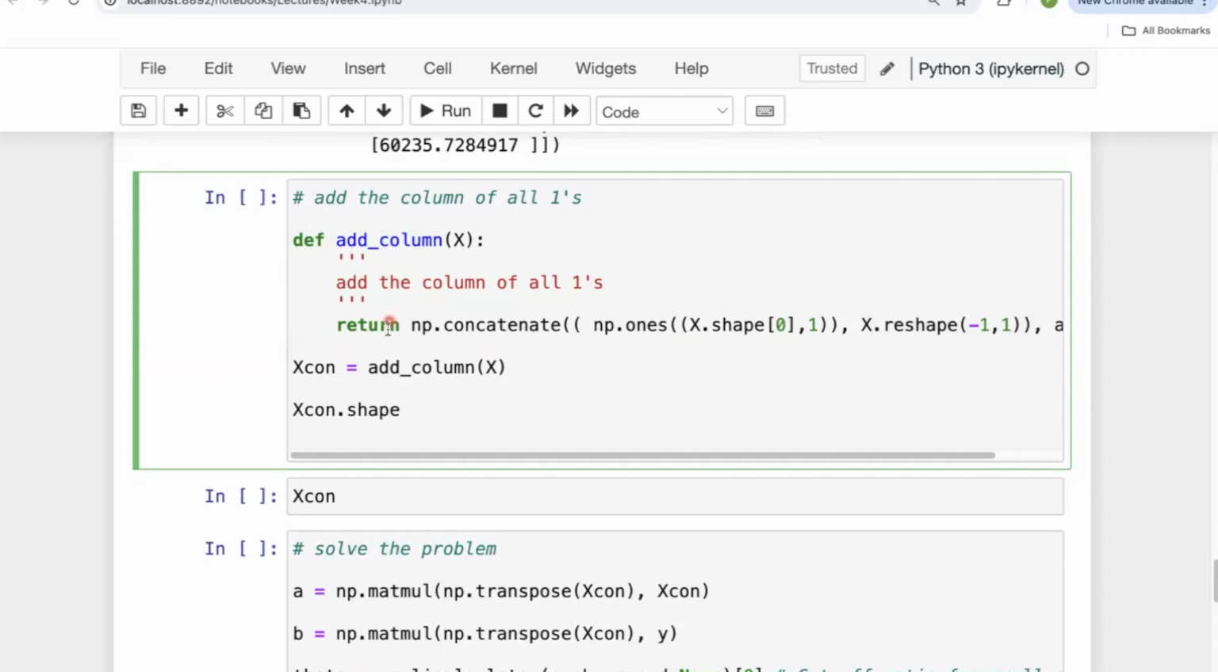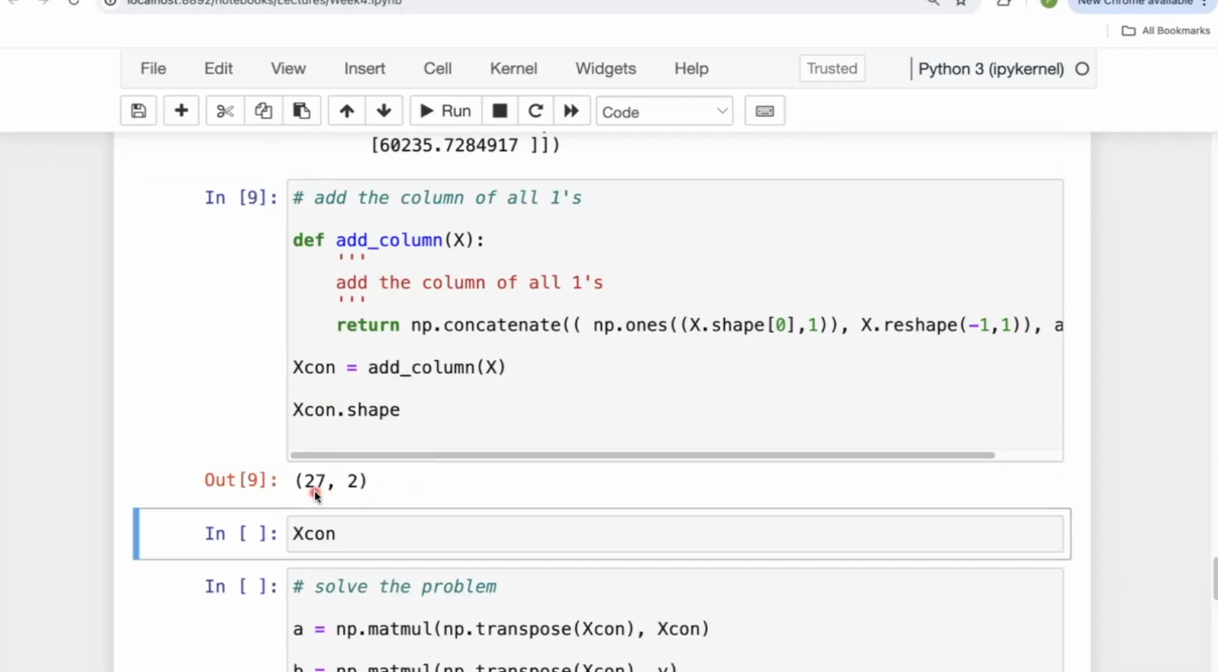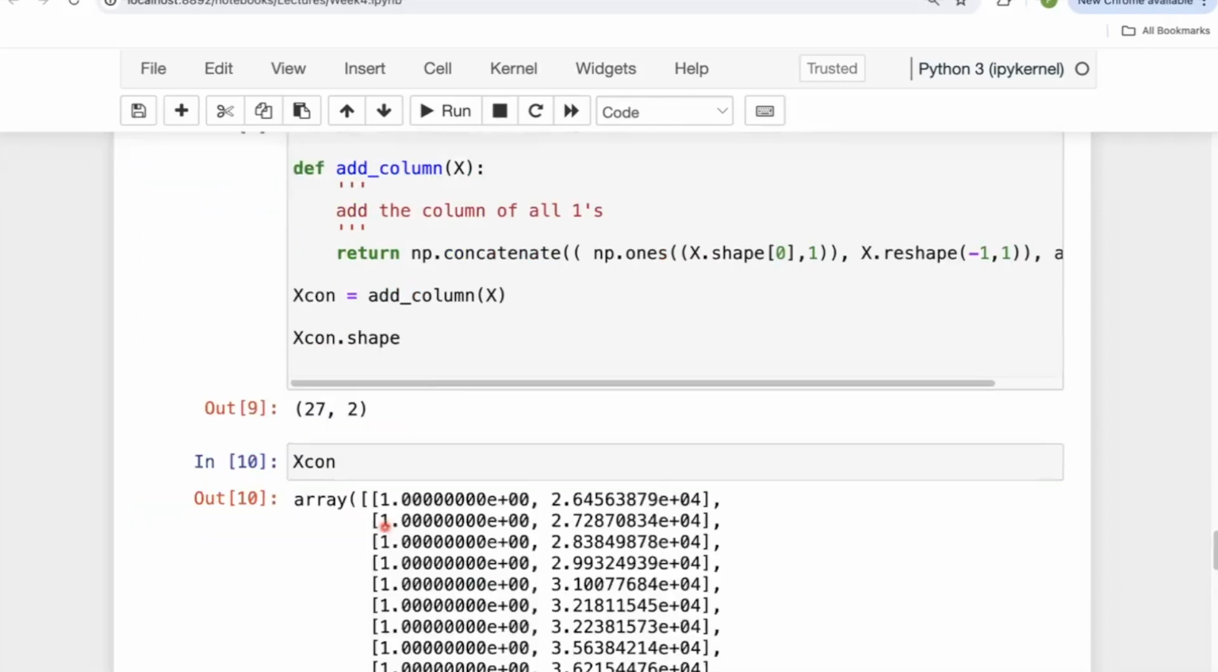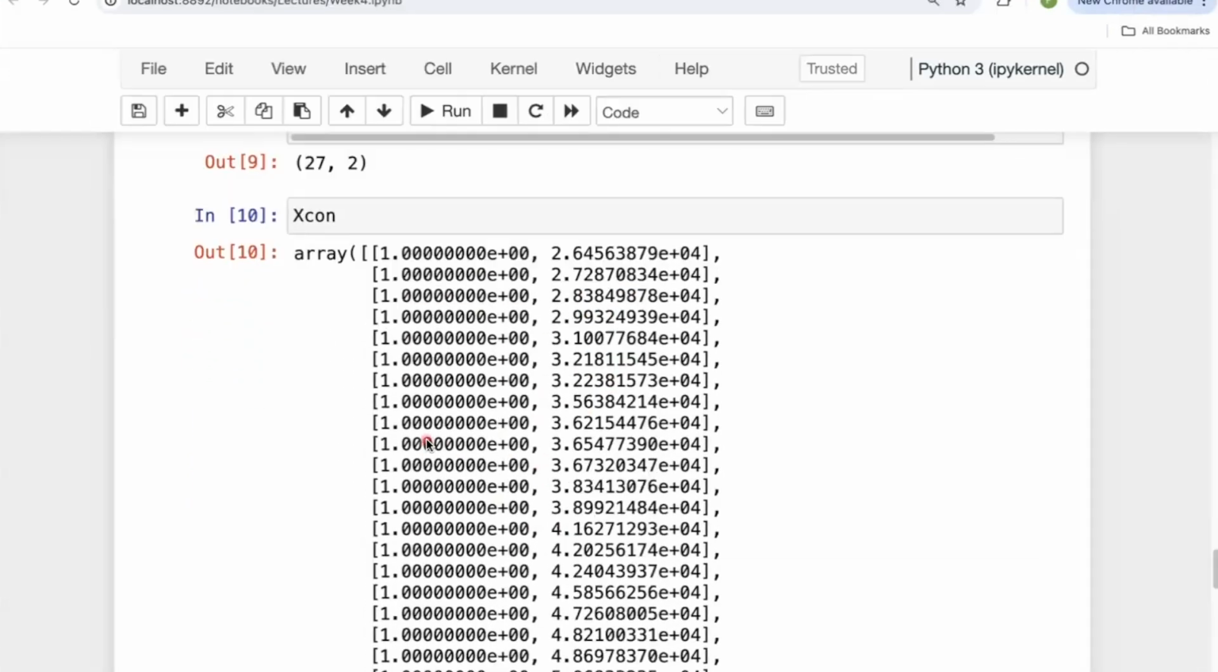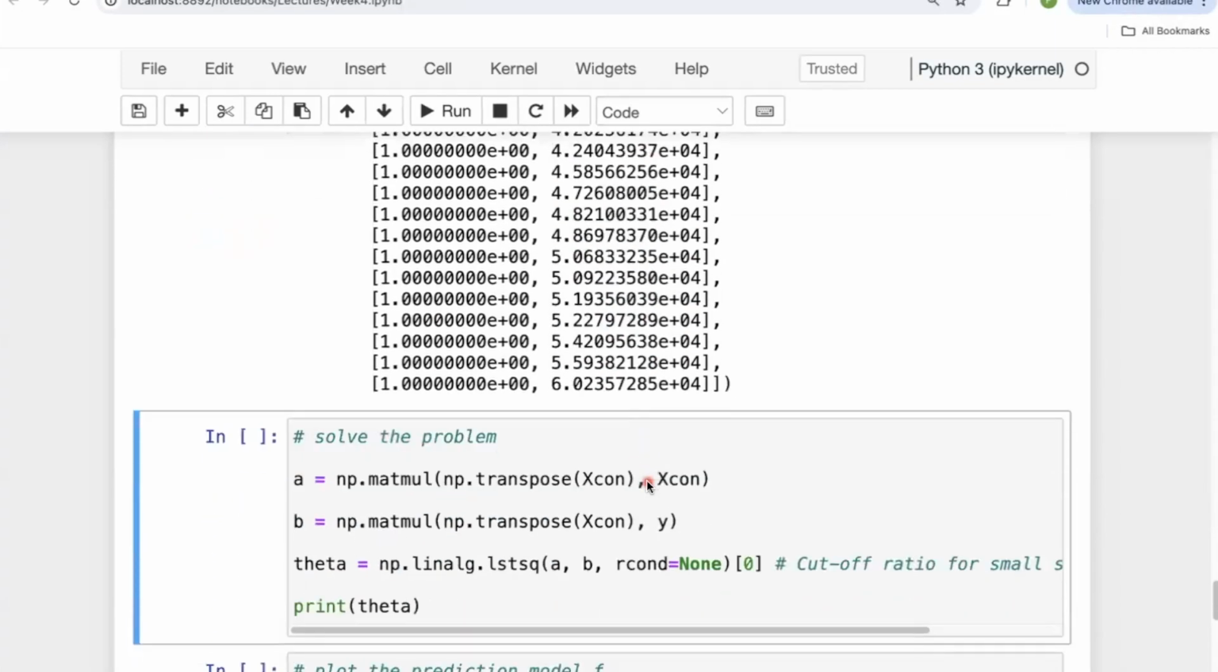And once I define this function, I'm going to call this and pass X, and I call this xcon for concatenated. And you can see that now it's 27 by 2. And you can actually even look what's inside it. So this confirms that, yes, we have this column of all ones for that x0, and these are the actual input features that we have.